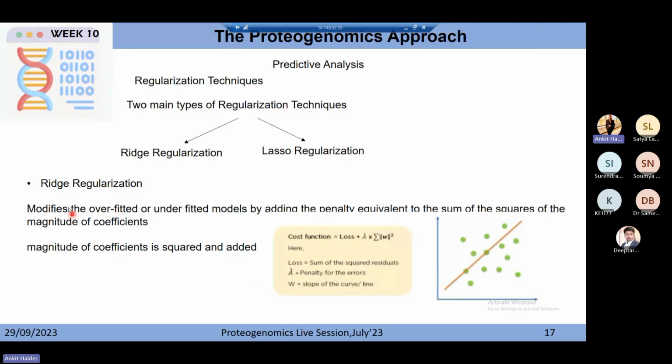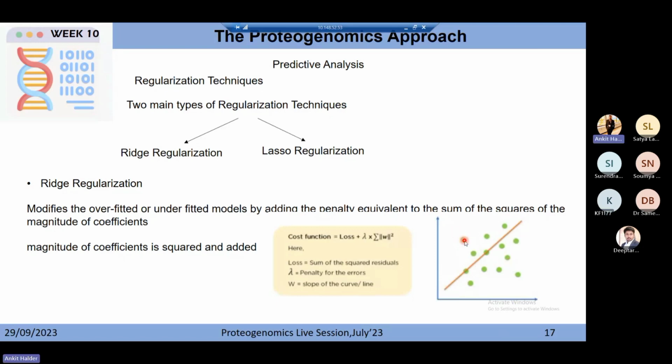One is ridge regularization. It modifies the overfitted or underfitted models by adding a penalty equivalent to the sum of the squares of the magnitude of coefficients. The major difference between ridge regularization and lasso regularization is that ridge regularization modifies by taking the sum of the squares of the magnitude of the coefficients of the errors. So for example, you have used this line to classify these data sets.